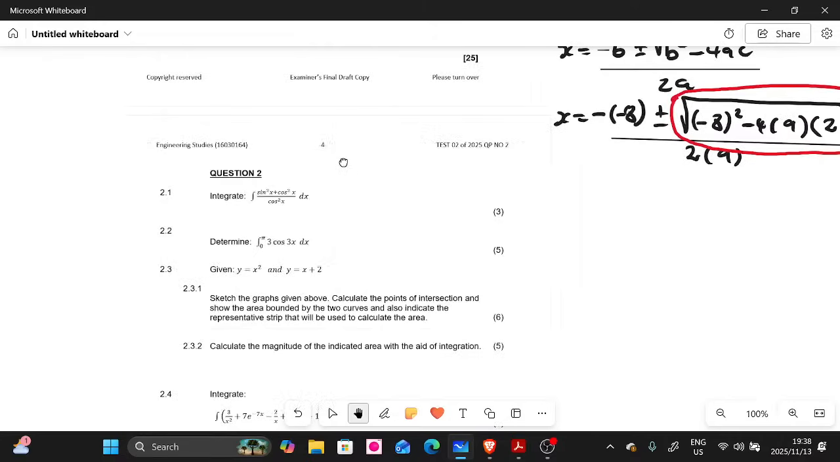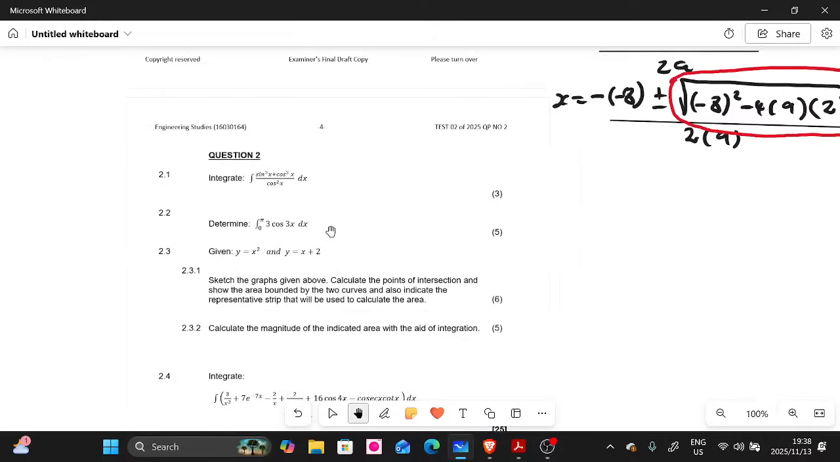So tomorrow we're going to continue and do question 2, which is integration. Guys, as much as I'm teaching here, integration and differentiation, they will confuse you. They also confuse me. I have to practice over and over again for me not to be that confused.